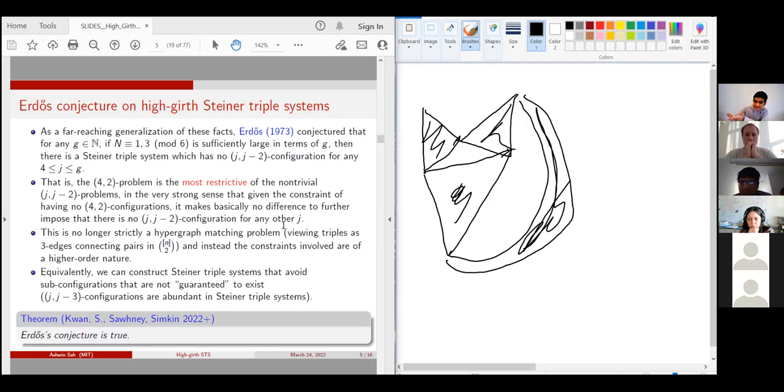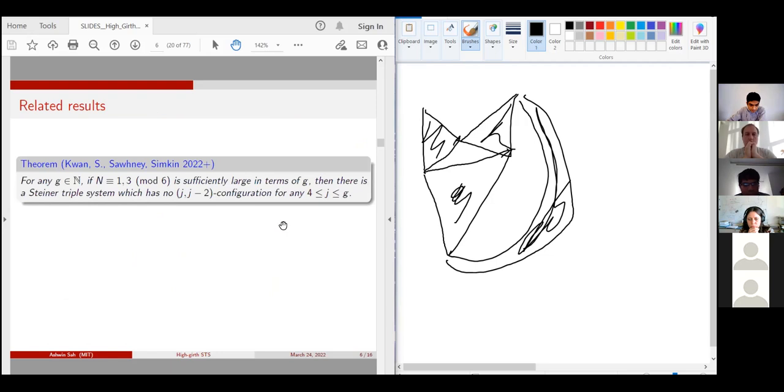So what we show is that Erdős's conjecture is true. Just to restate Erdős's conjecture: for any fixed g, if you look at sufficiently large n that is 1 or 3 mod 6, then you have a Steiner triple system that doesn't have any of these configurations for j between 4 and g.